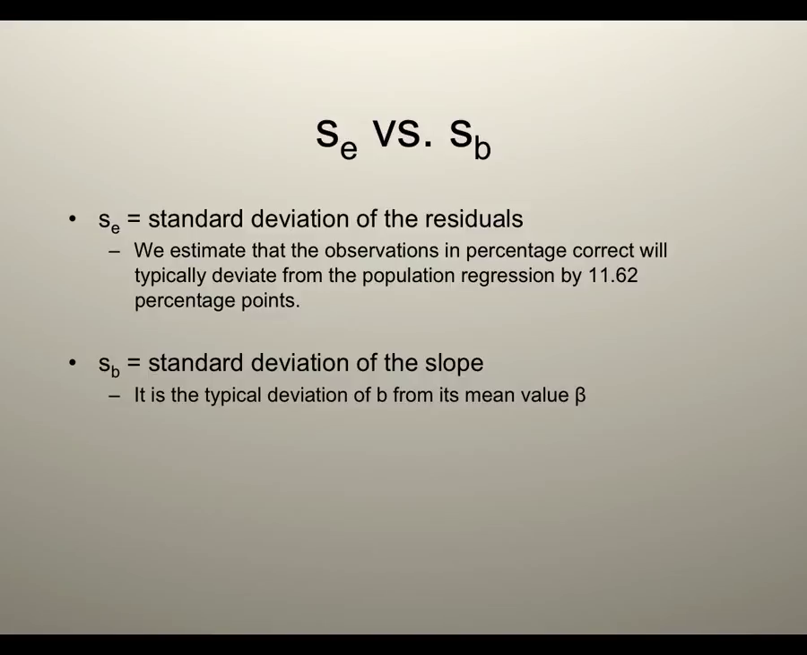So it's very important that you understand that SB comes from all possible samples. SE comes from one sample. So SE looks at all the residuals in one sample. SB looks at all sample slopes. Okay, in all reality, we only have one sample. So SB is estimated off of our one sample. Multiple samples, although we only use one sample.